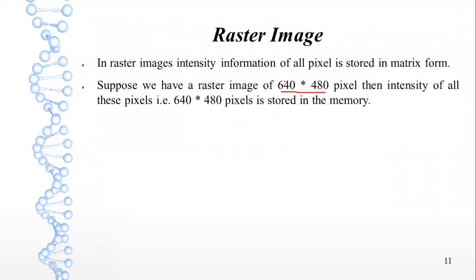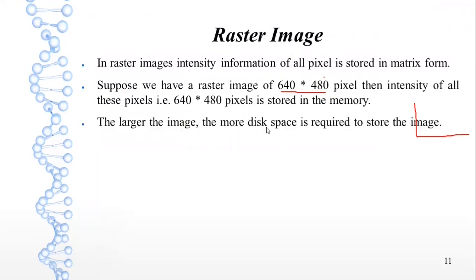It indicates that on x-axis we have how many pixels? 640 pixels, and on y-axis we have how many pixels? 480 pixels. Okay, on x-axis we have 640 pixels, and on y-axis we have 480 pixels. Then intensity information of all these pixels will be stored in the memory. So that is the raster image.